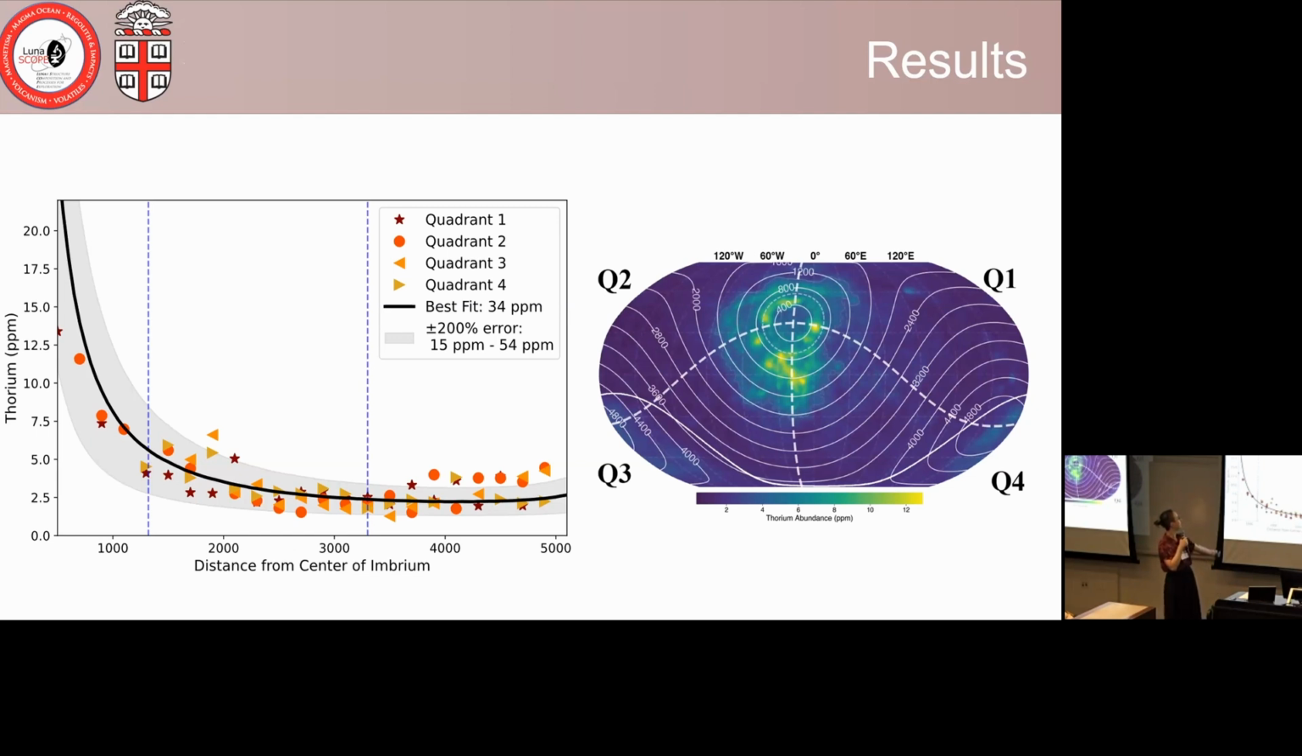So this black line over here is showing the expected distribution that such a primary ejecta would create across the surface. And the gray bar shows our 200% error, the bottom of which being 15 parts per million, the top of which being 54 parts per million. So the fit aside, there's some very interesting regional trends that pop out when you look at this.